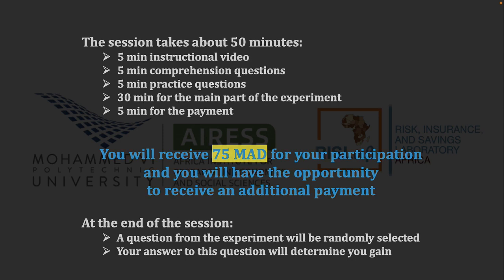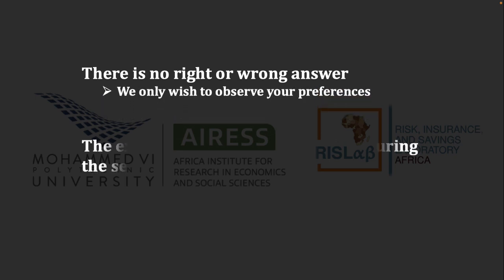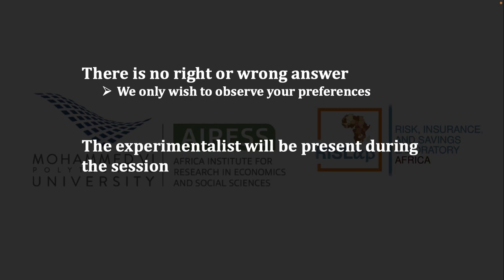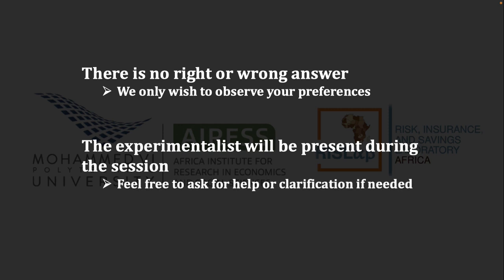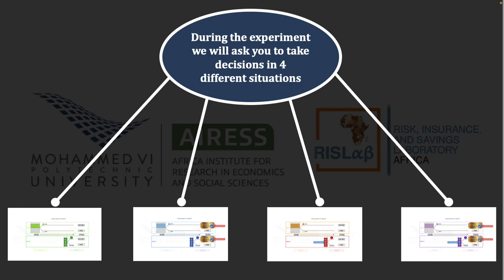Generally speaking, in this experiment, there is no right or wrong answer. We only want to observe your preferences. The experimentalist will be present during the session. Feel free to ask for help or clarification if needed. During the experiment, we will ask you to take decisions in 4 different situations.